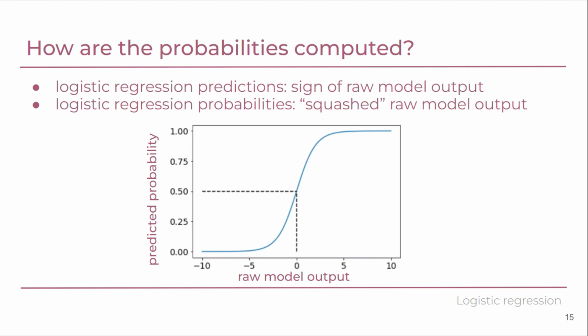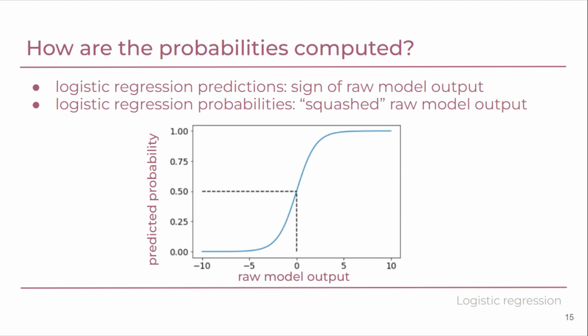Like the definite class predictions, they come from the raw model output. The raw model output can be any number, but probabilities are numbers between 0 and 1. So we need a way to squash the raw model output to be between 0 and 1. The sigmoid function takes care of that for us. Here's what it looks like. Take a look at the curve.